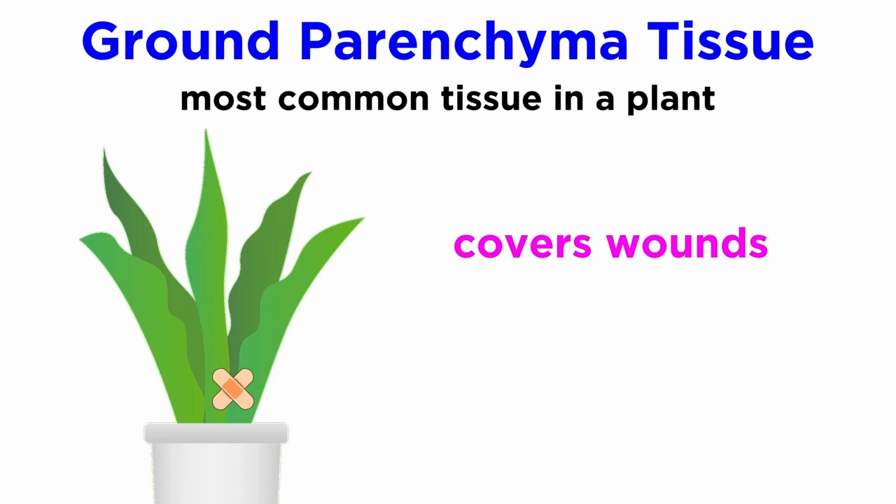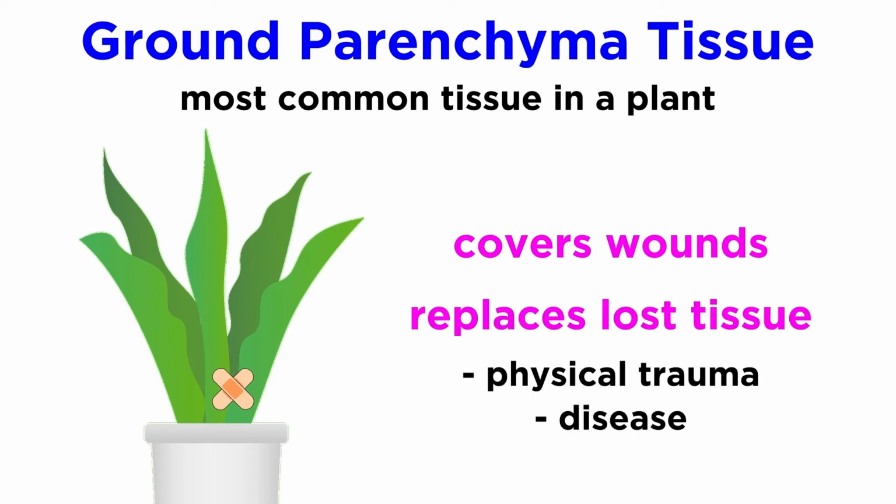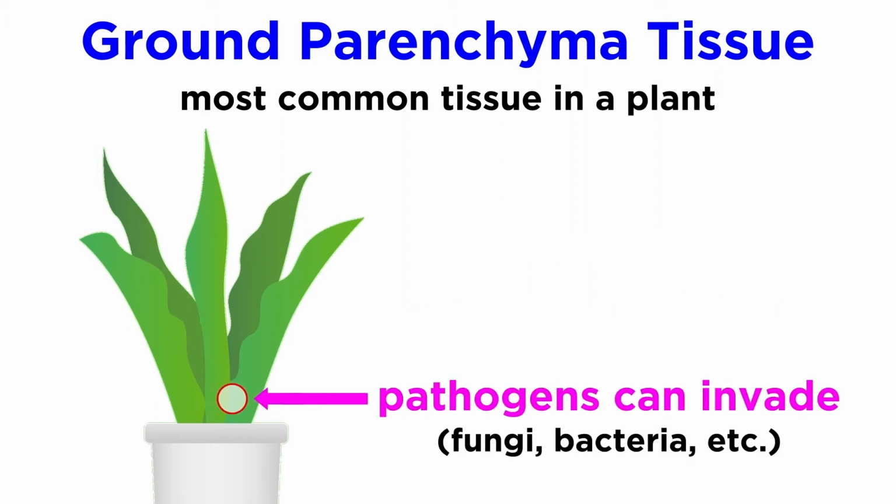Additionally, parenchyma tissue is so prevalent throughout a plant that it also takes on the role of growing to cover wounds and replace other tissues lost through physical trauma or disease. Wound closure is an important function for plants just like it is for us, because if a plant has an open wound, then all sorts of pathogens like fungi and bacteria could invade the plant and quickly kill it.